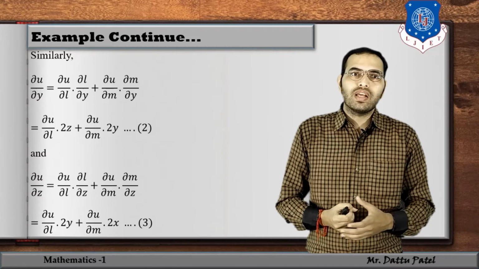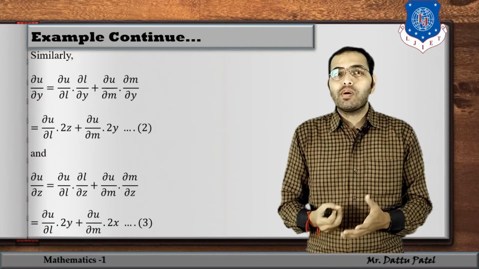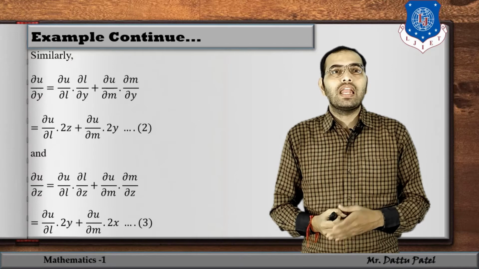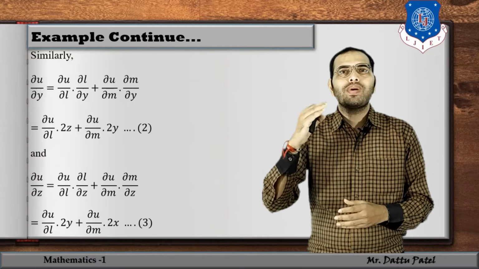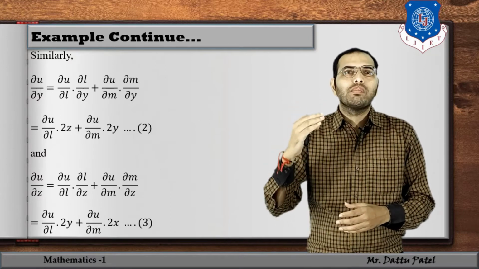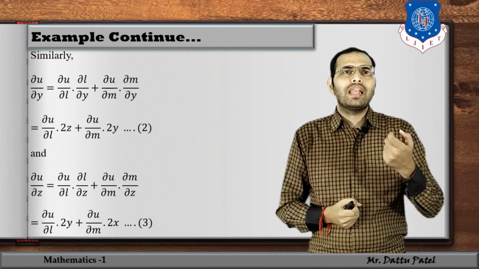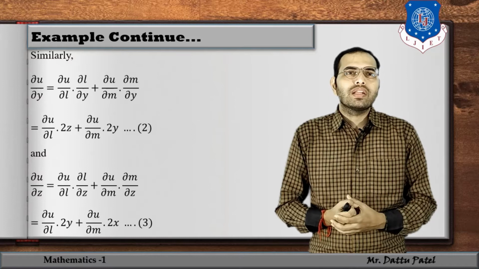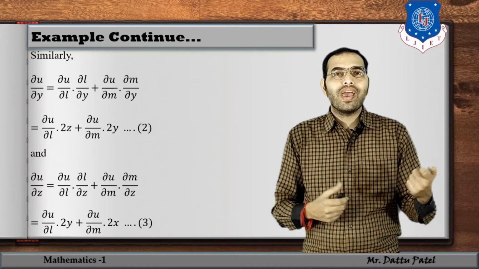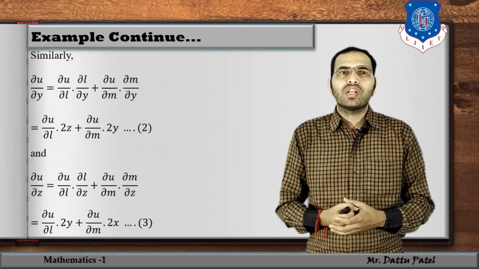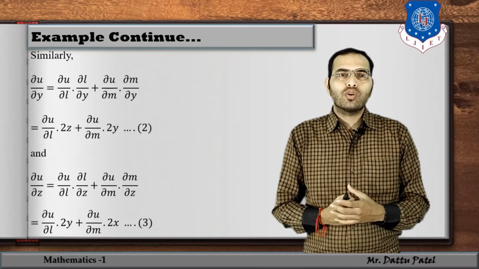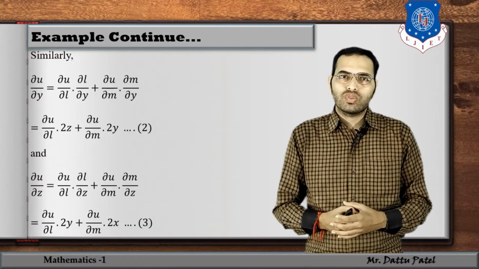Now similarly, with the help of the chain rule, we find ∂u/∂z = ∂u/∂l · ∂l/∂z + ∂u/∂m · ∂m/∂z. Substituting the values of ∂l/∂z and ∂m/∂z, that is 2y and 2x, our equation number 3 becomes ∂u/∂l · 2y + ∂u/∂m · 2x.